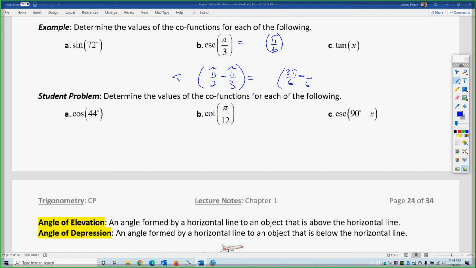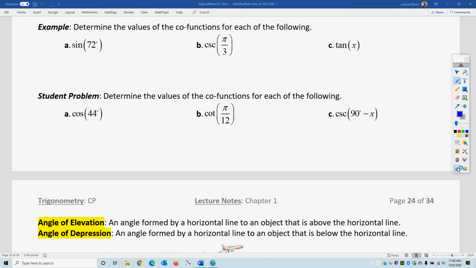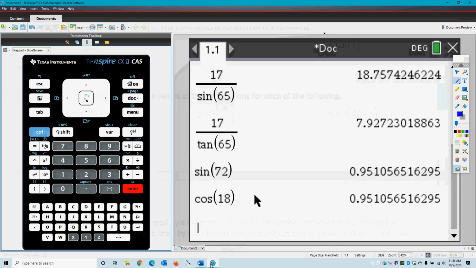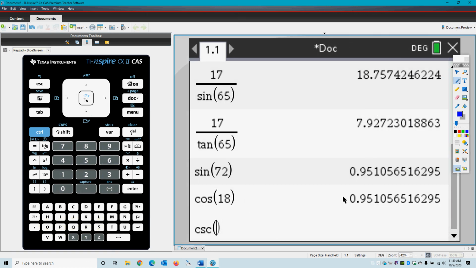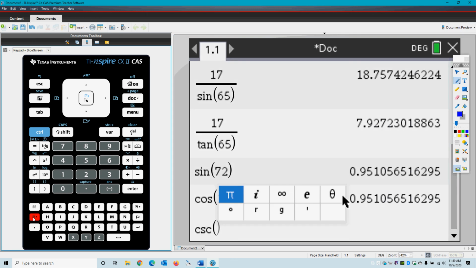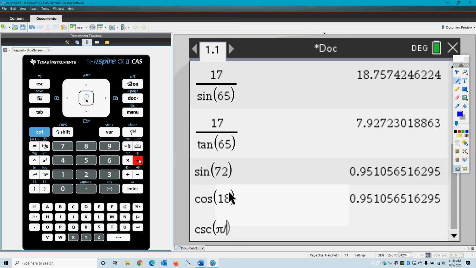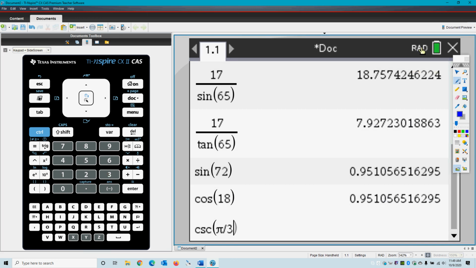Okay, secant is its cofunction. I read cosecant and I kept going with it. So 2 pi over 6. I'm sorry. Okay. So cosecant of pi over 3 is the same as secant of pi over 6. Okay. So cosecant of pi divided by 3. I need to make sure this is in radian mode.